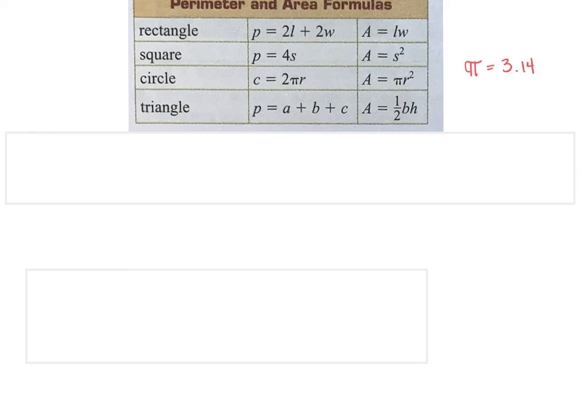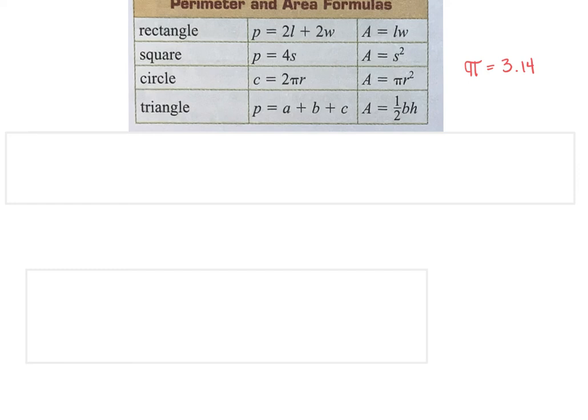The second set of formulas here is area. Area is all the distance inside of the figure. So for a wall, if I were to paint the wall, that paint is the area. For a floor, if I were to carpet the floor, the carpet represents the area, okay? If I were to fence my yard, the fence would be the perimeter, but the grass inside would be the area of the yard. So it's everything that covers up the surface of the figure.